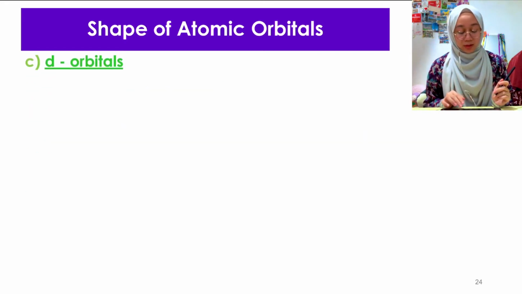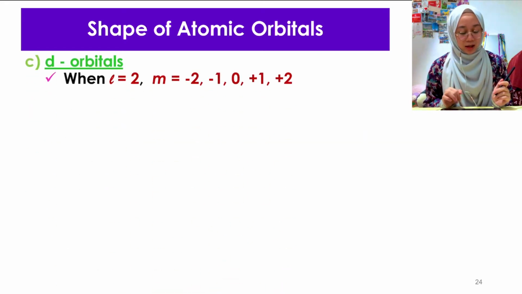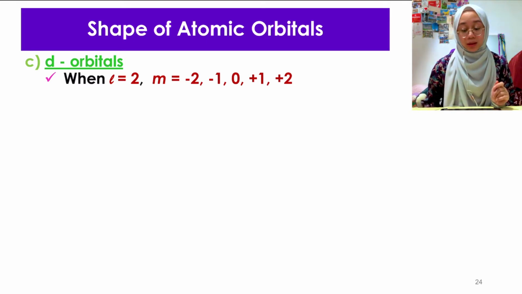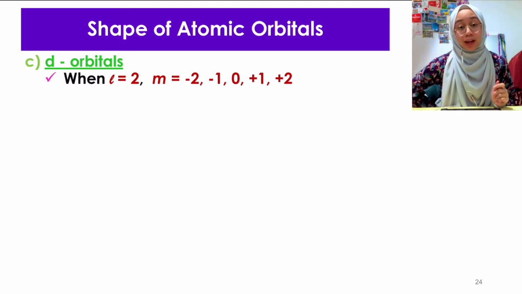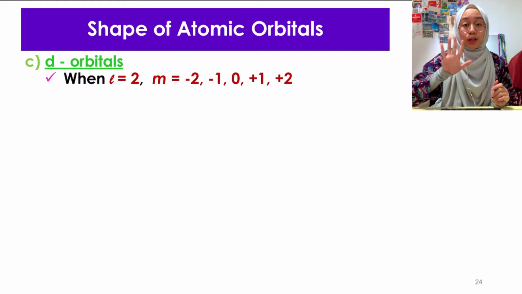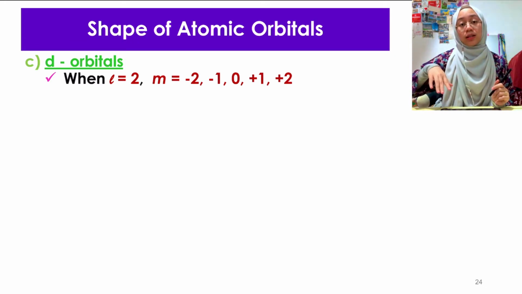So untuk d orbitals pula, it is when the l equals to 2. So when l equals to 2, meaning you have the value untuk m adalah range dia from -2 until +2. So daripada value m tu, we know how many orientation yang ada lah. So as you can see, ada 5 values untuk m. Therefore, it shows there is 5 orientation for d orbital. And it also shows that there is a number of 5 orbitals yang ada dalam d orbitals.